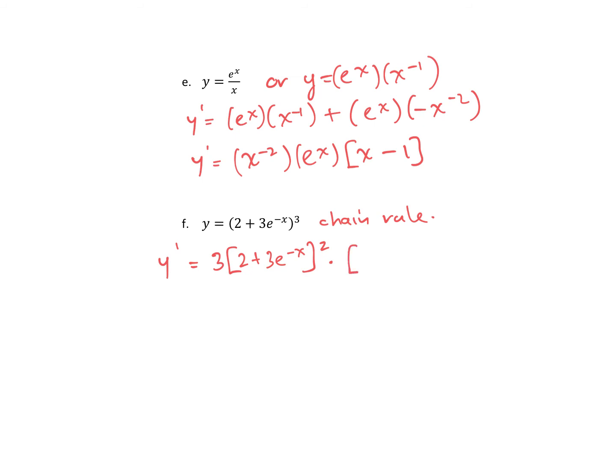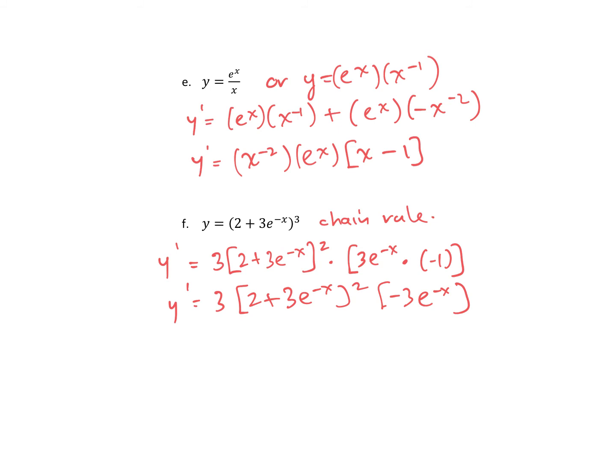So we'll do the derivative of 3 to the negative x. Well, 3 to the negative x stays the same, and then we take the derivative of f of x, the exponent, so the derivative of negative x is negative 1. So I'm just going to multiply this together. So negative 3e to the negative x.